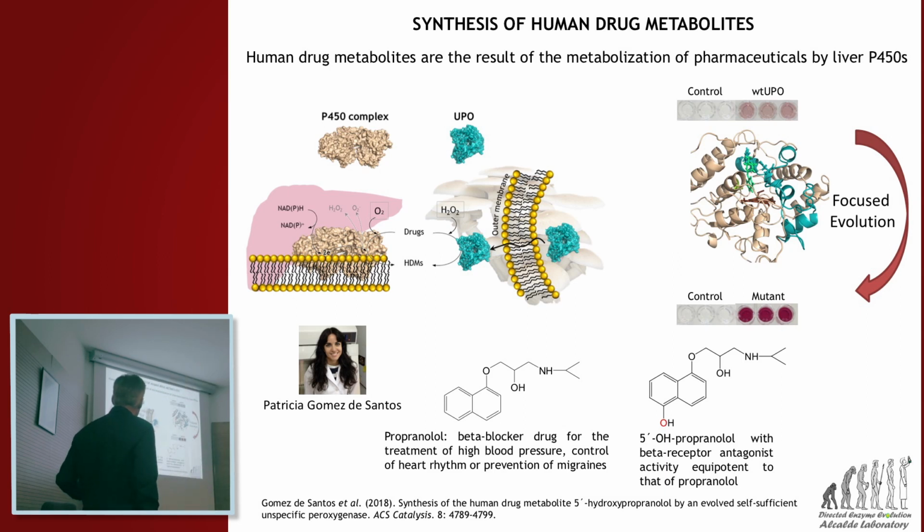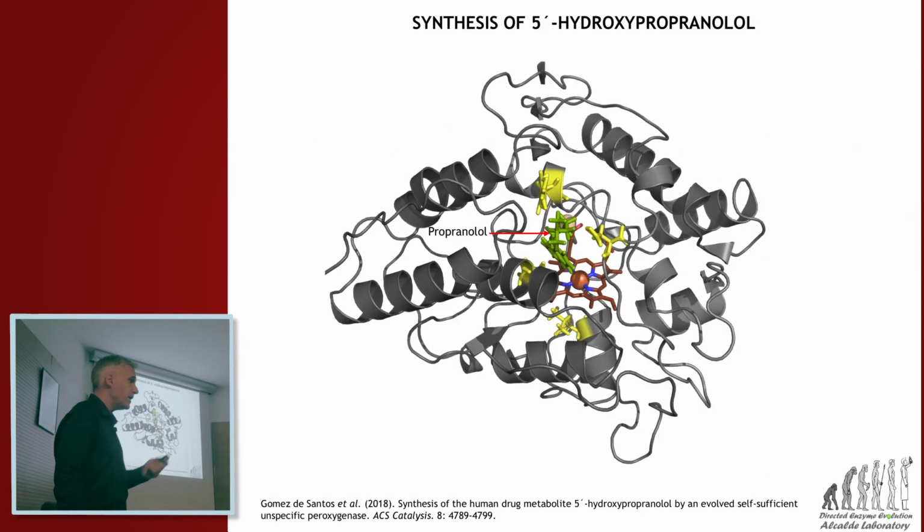And using propranolol, which is a commonly used beta blocker drug for the treatment of high blood pressure, control of heart rhythm, or the prevention of migraines, we were capable of evolving a peroxygenase to produce with high selectivity 5-hydroxypropranolol, which is the main metabolite which is produced after the administration of propranolol in human beings. And we did this by the hand of directed evolution.